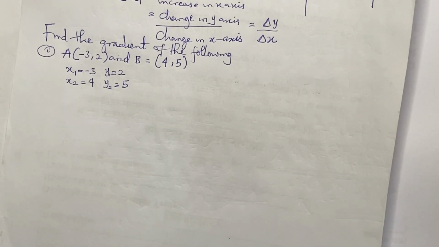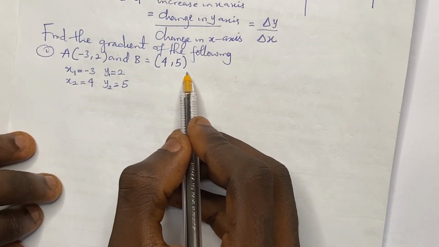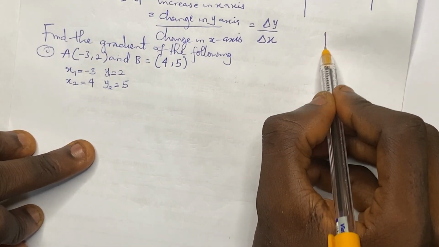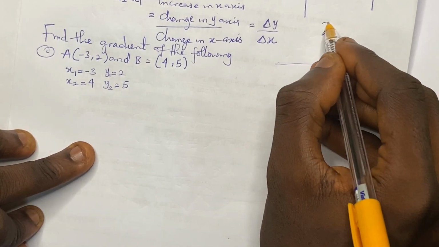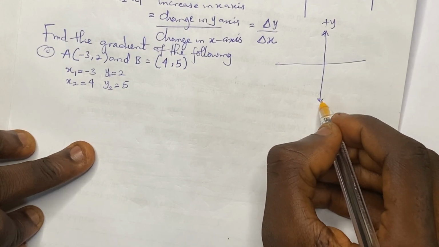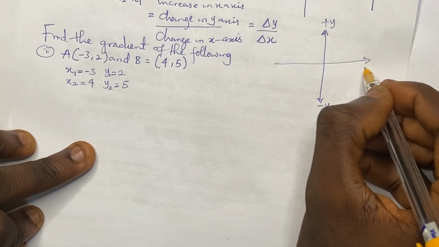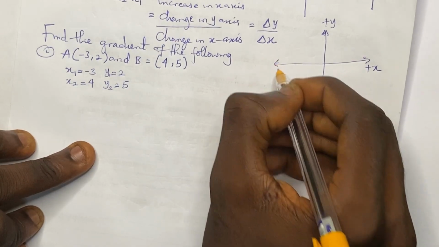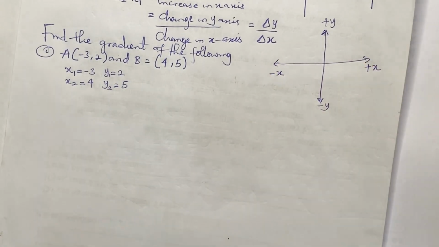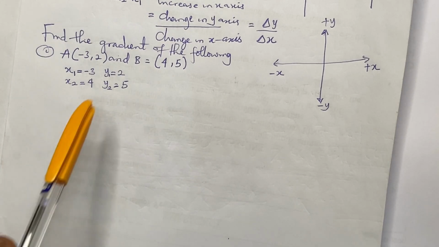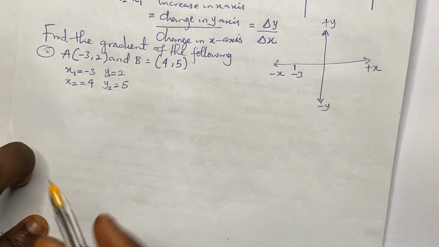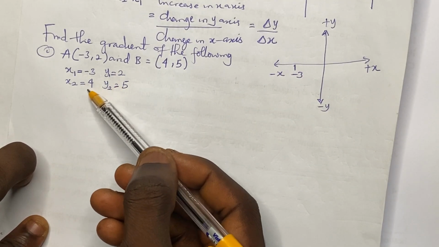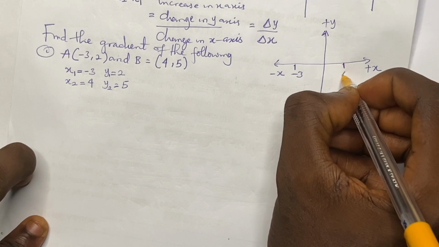Now, how do we put that on a graph? Look at this. So let's put the graph here. Are you seeing that? So this is the positive y-axis. This is the negative y-axis. This is the positive x-axis, and this is the negative x-axis. Are you seeing that now? All right. So now you can see our x1 is minus 3. So that means it's on this side, minus 3. Our x2 is 4. So this is the 4 here.